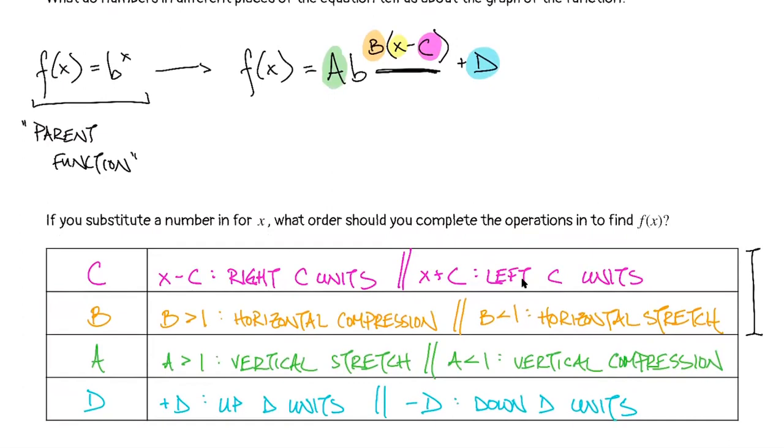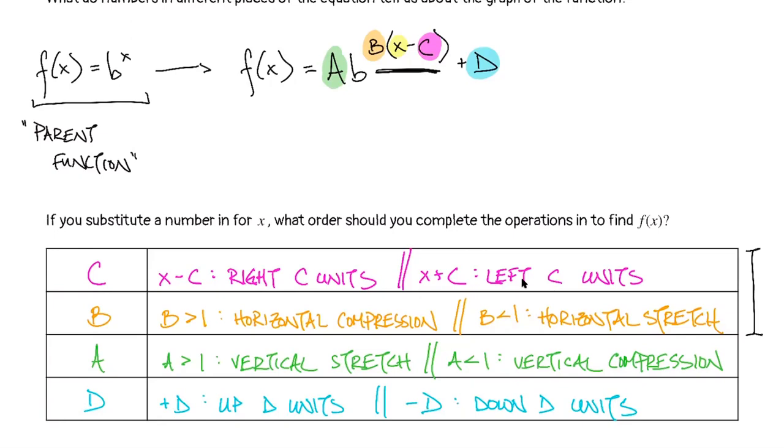But a B value greater than 1 actually compresses your function. So now we're going to spend the second half talking about A and B, where we look at vertical stretches and vertical compression and moving a function up and down. And the nice thing about this is they do exactly what you want them to do. Something that's bigger than 1 for A is going to be a vertical stretch. Something that is a plus D is going to move up D.